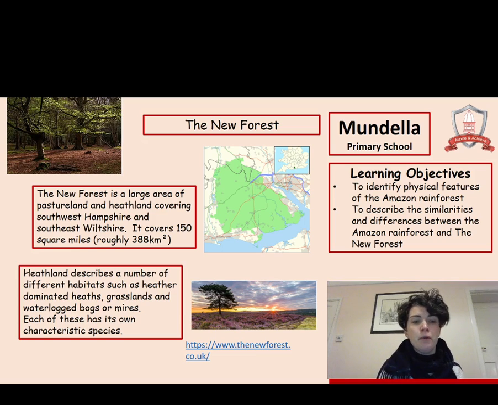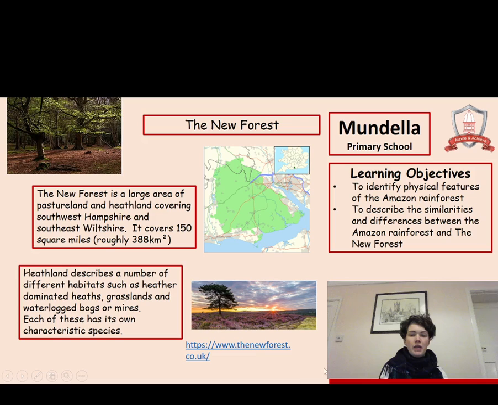Heathland describes a number of different habitats, such as heather-dominated heaths, grasslands and waterlogged bogs or mires. Each of these has its own characteristic species. So what we have in the New Forest are a collection of different places that animals could live, okay? Different features across this one area. So it's worth bearing in mind that it's not just one place, like lots of trees, but we do have very different habitats that we'll look at in a little bit.